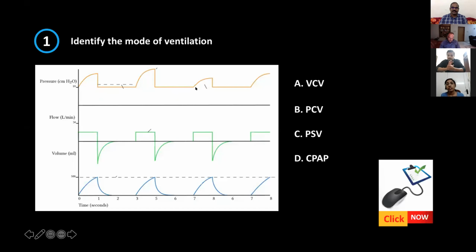These are the scalars we find on the ventilator screen. Scalars means the plot against time. If you see, only the flow scalar has a negative side graph. Otherwise, volume, pressure, and all are plotted on the positive side only. So the answers: option A, volume control ventilation; option B, pressure control ventilation; option C, pressure support ventilation; and option D, CPAP.